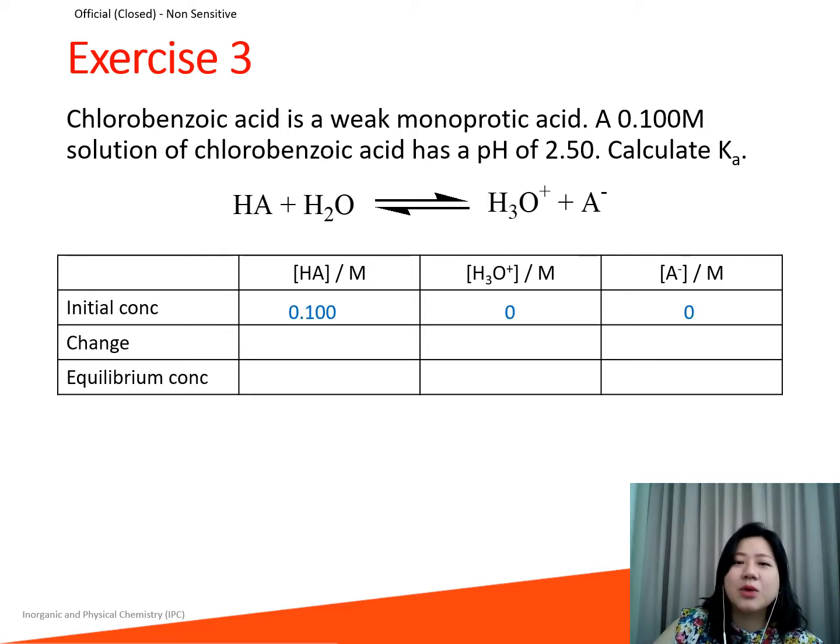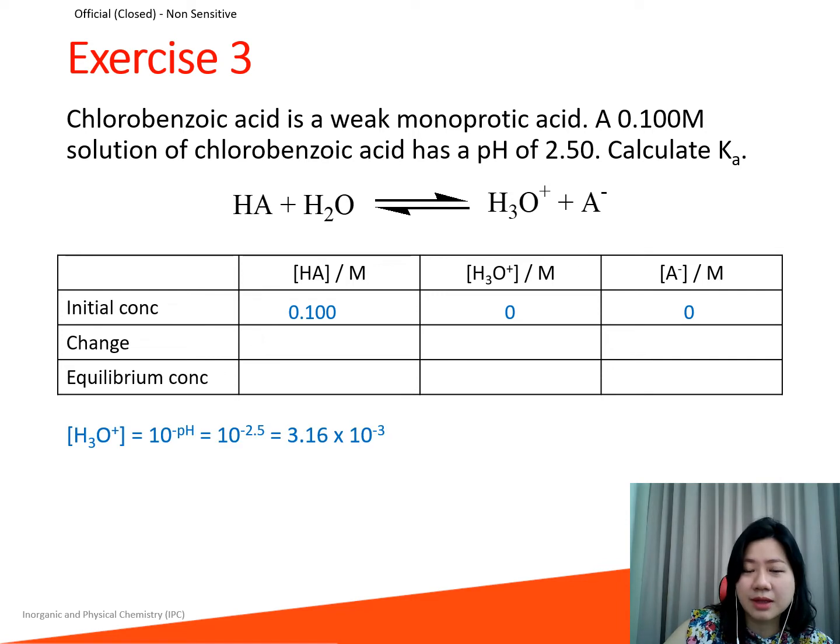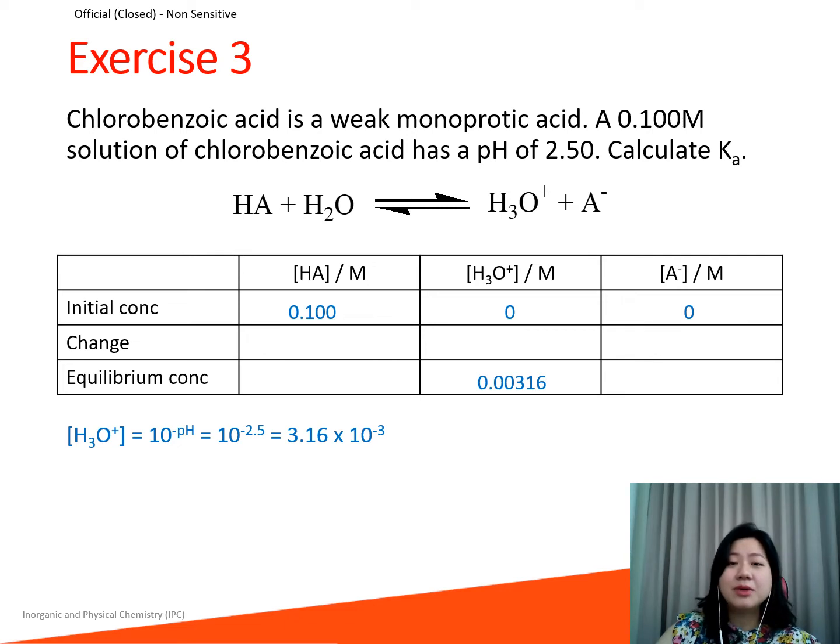At the start, we have 0.1 molar of chlorobenzoic acid. Since the chlorobenzoic acid has not yet dissociated, the H3O+ and A- concentrations would be 0. We are also told that the pH of the solution is 2.5. So from this pH value, we can calculate the equilibrium concentration of H3O+ by taking 10 to the power of negative pH. Now we can fill this value into the table.